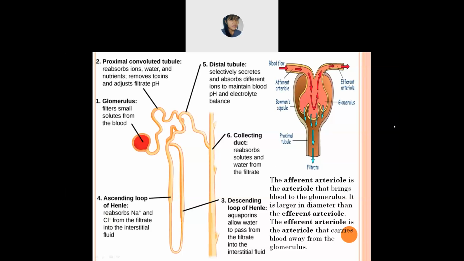Did you understand? So I'll just repeat again. This is the glomerulus. In this glomerulus, you will see the Bowman's capsule.